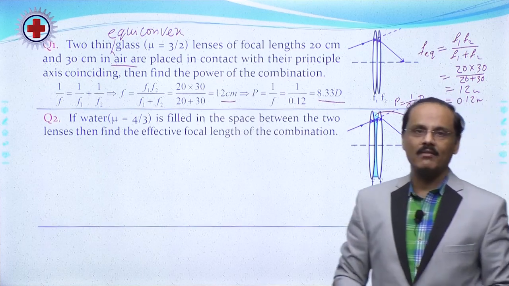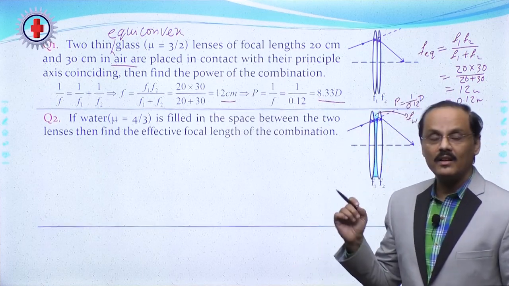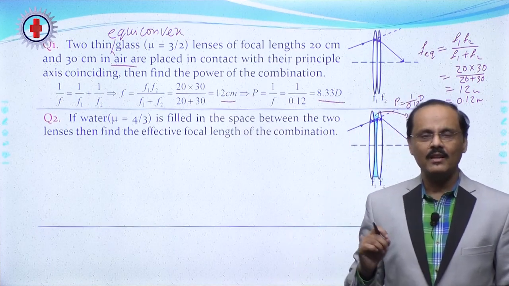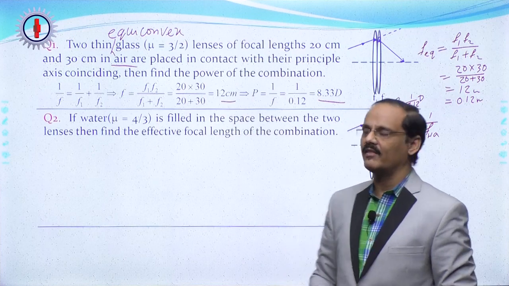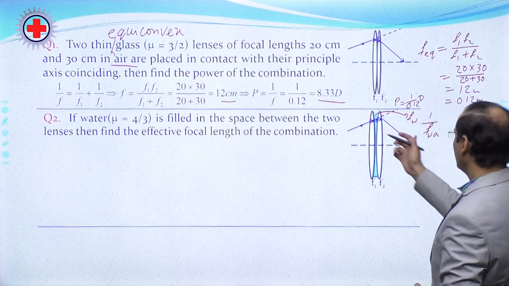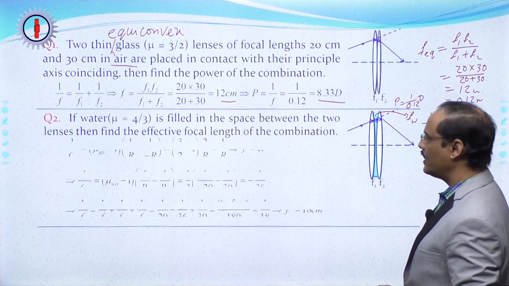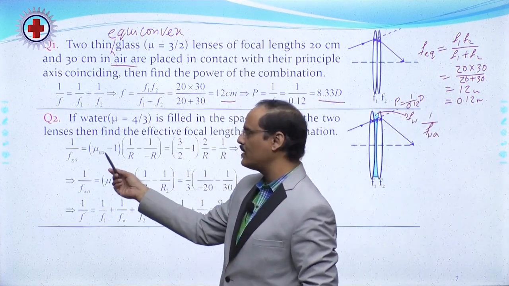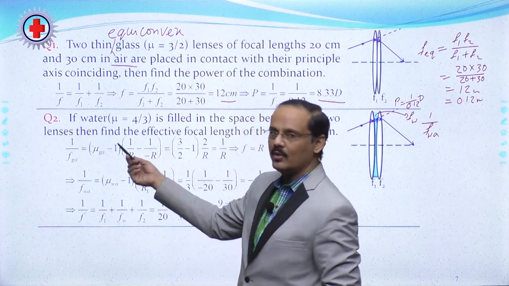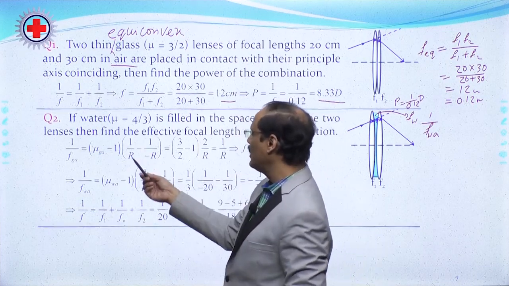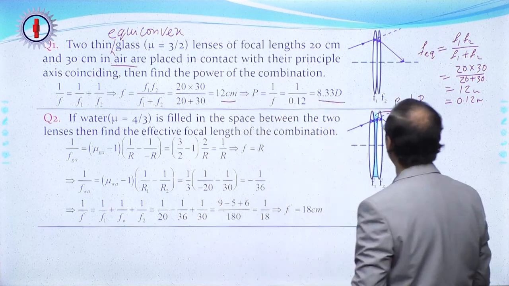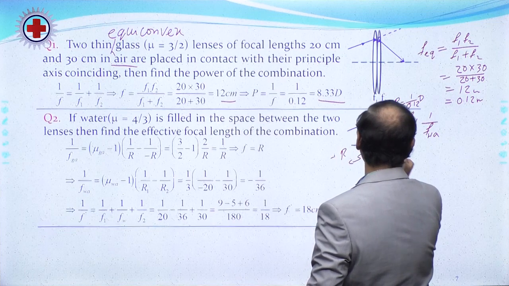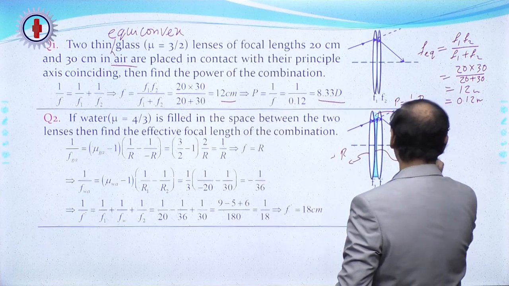Now, you need to remember one more thing. I hope that you remember that for an equiconvex or equiconcave glass lens in air, the focal length is equal to its radius of curvature. Here you could see how focal length is equivalent to radius of curvature. We are using the lens maker's formula: refractive index of glass with respect to air minus 1, into 1 by r minus 1 by minus r. If this surface has radius of curvature plus r, the other surface has radius of curvature minus r.